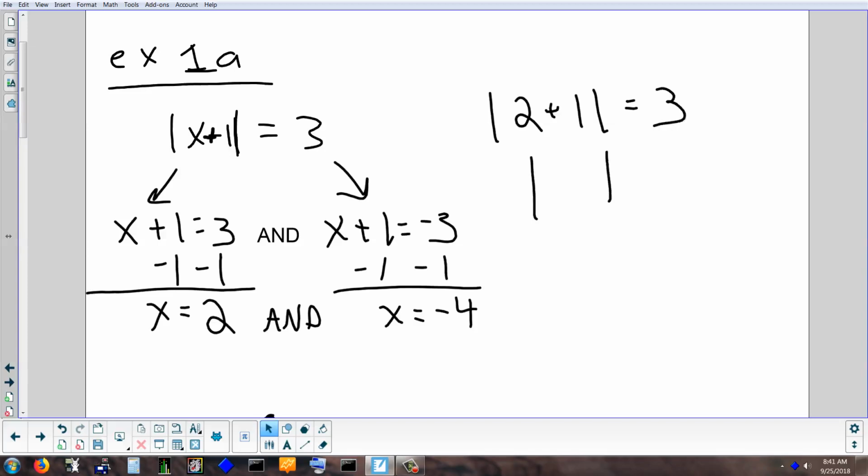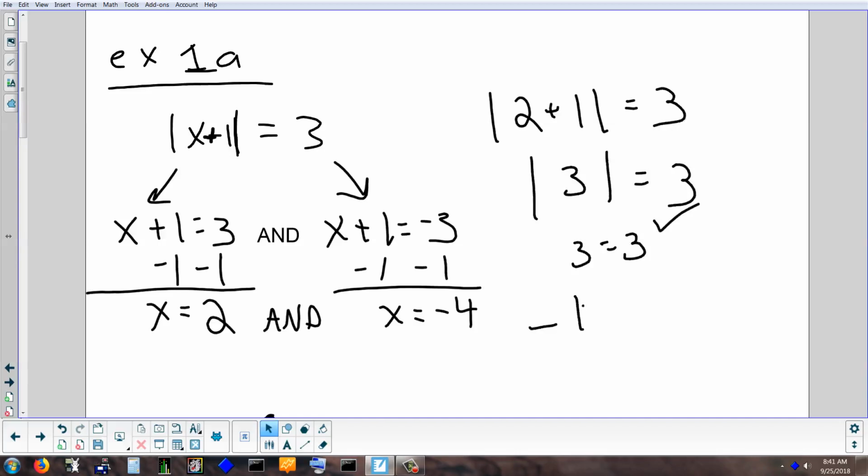Again, keep the absolute value bars for now. Like we talked about in the warm-up, or at the beginning of the lesson. The absolute value of 3 is what? 3. It's still positive 3. 3 equals 3. It matches.